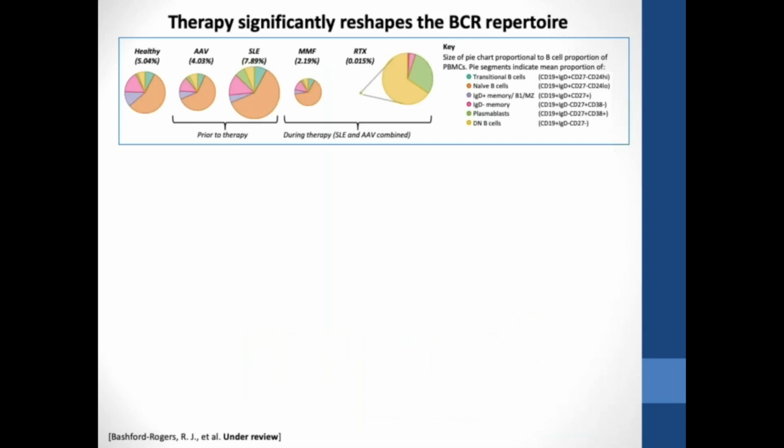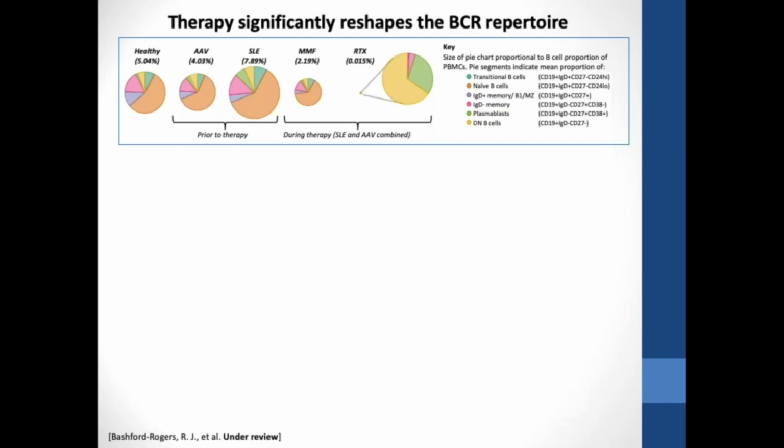Next I'll talk about the impact of therapy. For ANCA vasculitis and lupus patients, we were able to follow individuals treated with mycophenolate, which we abbreviate to MMF, and rituximab, RTX. These therapies can have a big impact on the number and proportion of each B-cell subset, particularly rituximab, which is an anti-CD20 monoclonal therapy. We see that the remaining B-cell population is very much depleted and predominantly plasmablasts.